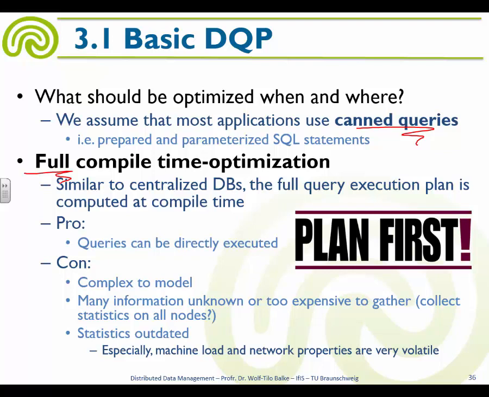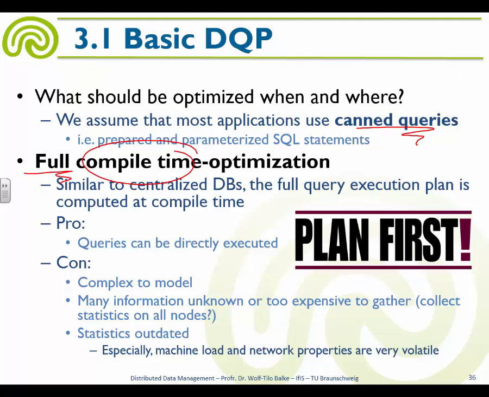There's the full compile time optimization, which is exactly the same as in centralized databases. The query is parsed, the query is pre-processed, the query is optimized, and then you can do whatever you want to. On the pro side, we have direct execution of every query, and you have the flexibility of writing every query that you want to.